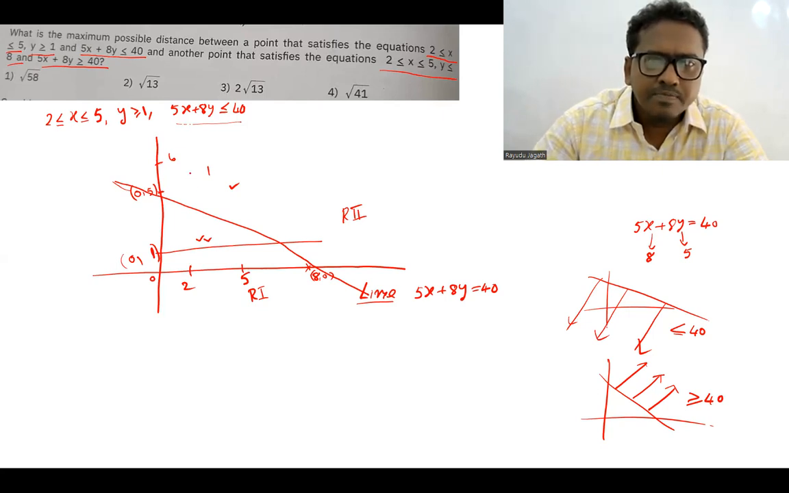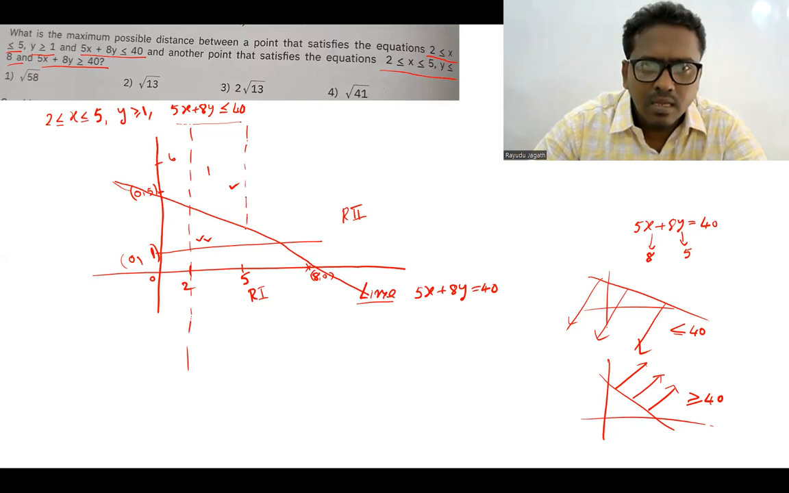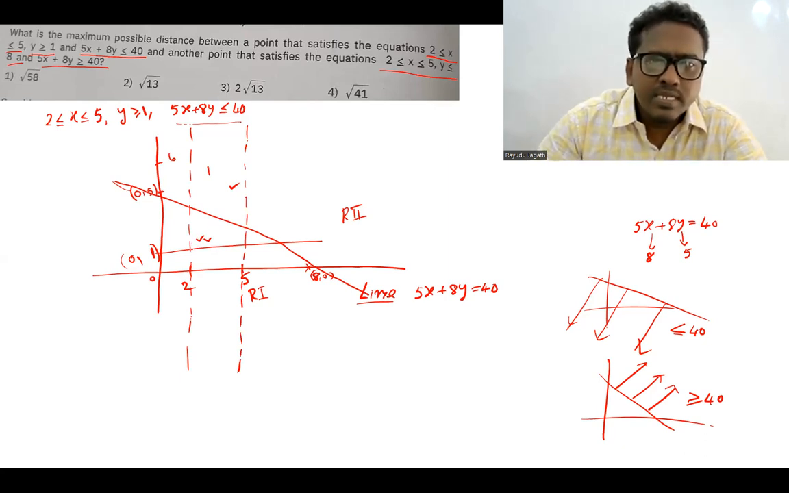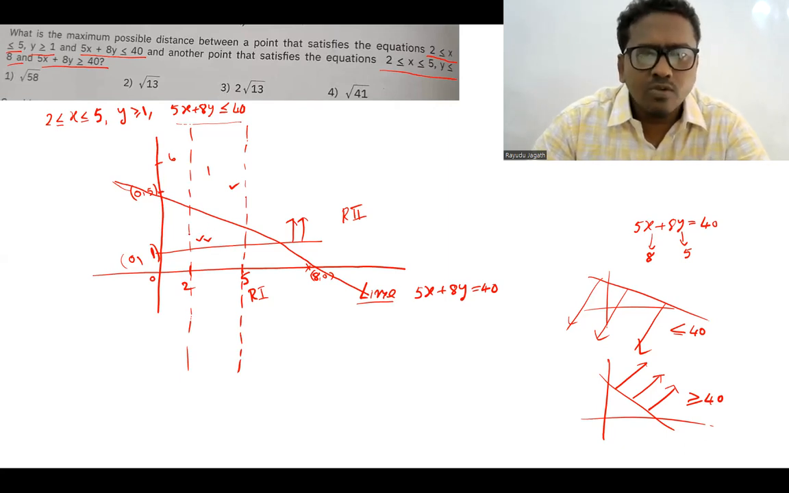So if we draw lines like this, y greater than or equal to 1 and x between 2 and 5. So this region is y greater than or equal to 1 and 5x plus 8y less than or equal to 40. Therefore, this region is the intersecting region for that first part.